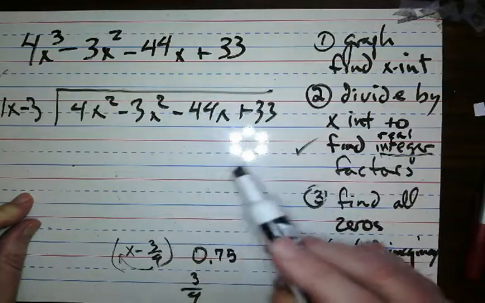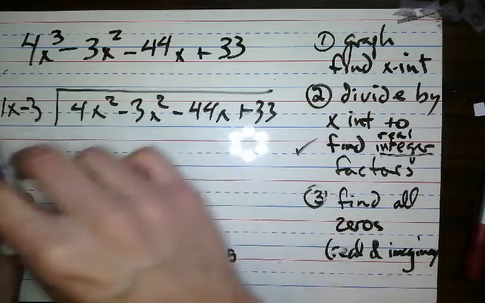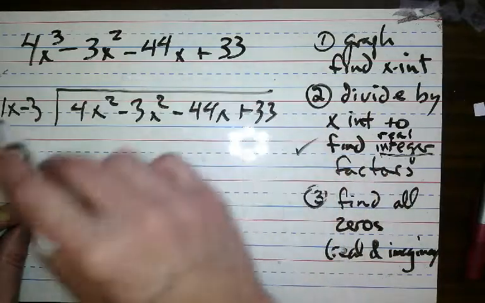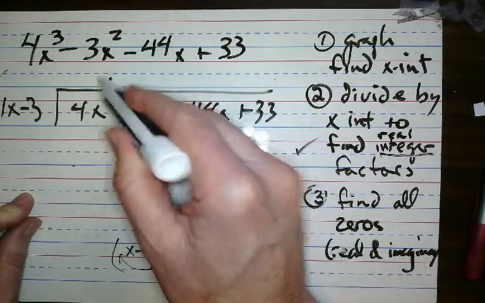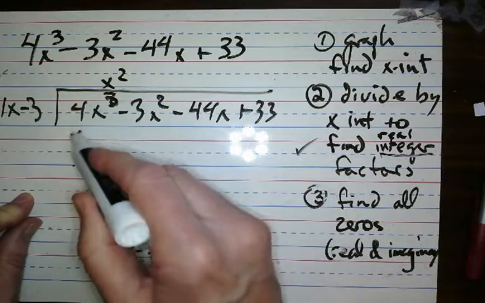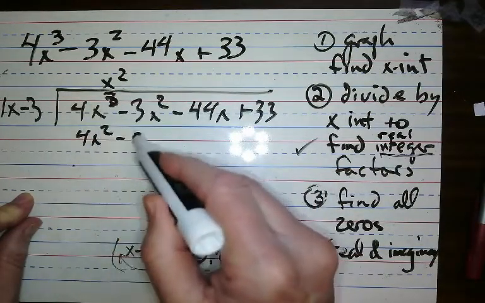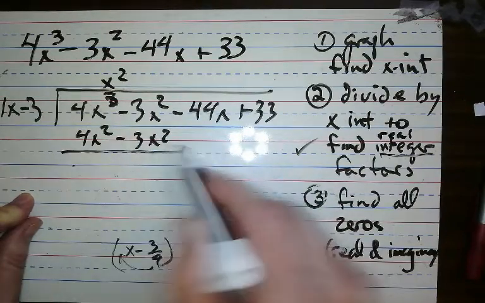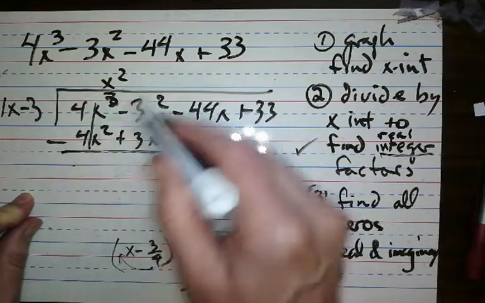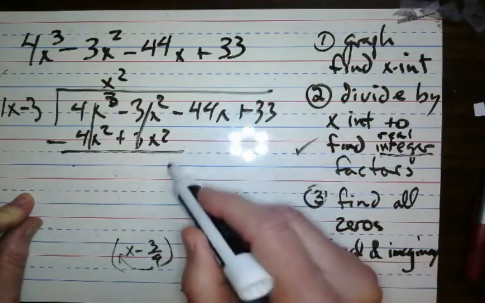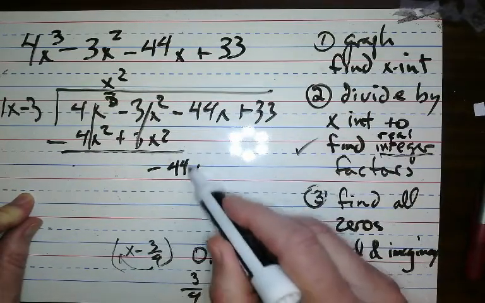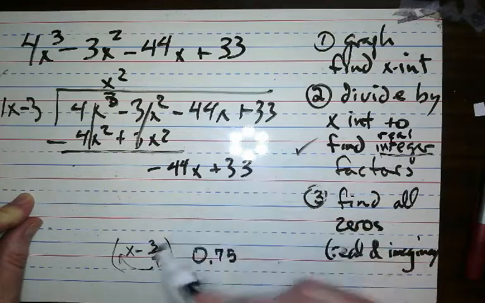There we go. Okay. So looks like this is a cube. Looks like x squared to me. X squared times that would be 4x cubed minus 3x squared. Well, that's easy. Subtract, subtract, cancel, cancel. Nothing's there, so this drops down, right? So that's negative 44x and positive 33.